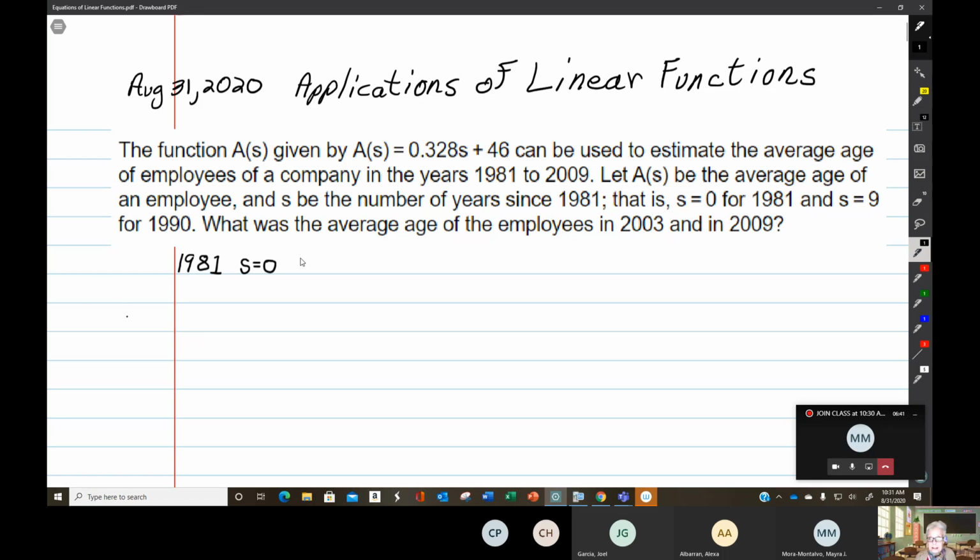And then, for instance, they're letting 81 be 0. Okay, then 1982 will be S equals 1. And 1983, so on. 1983 will be S equals 2. And then they point out to you that 1990 will be year 9.